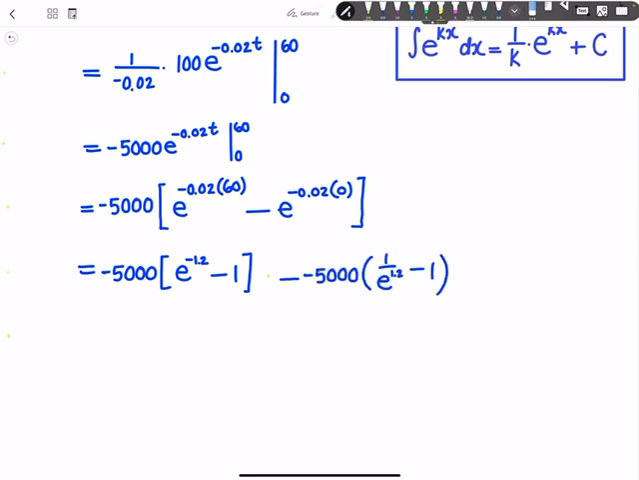And so this is equal to negative 5,000 times 1 over e to the power 1.2 minus 1. So if you want to give an exact value, this is probably the closest exact value that you can give. Most likely you will give your answer as a number, even if it is an estimate. When I round to the nearest liter, I get 3,494 liters.